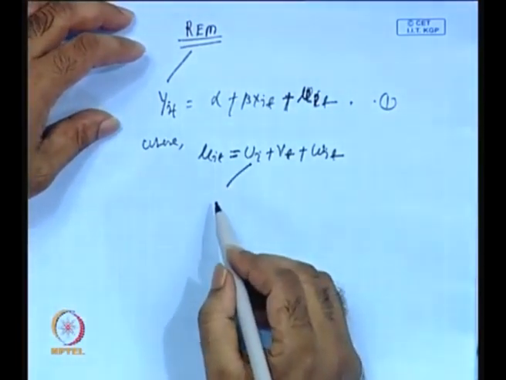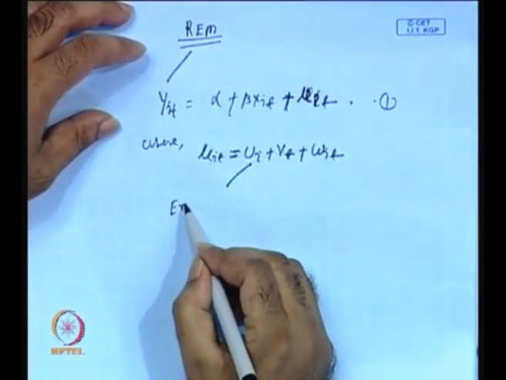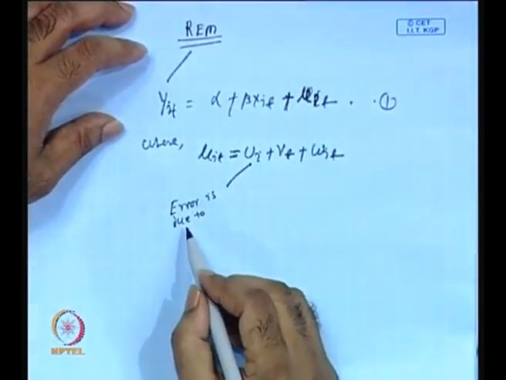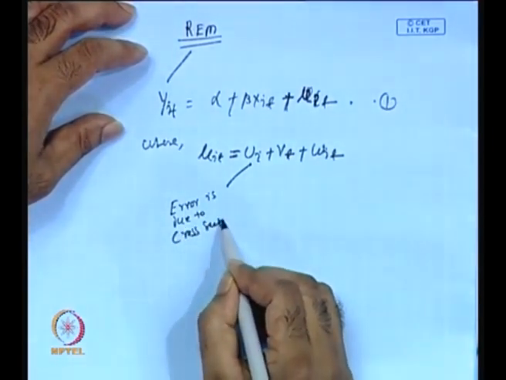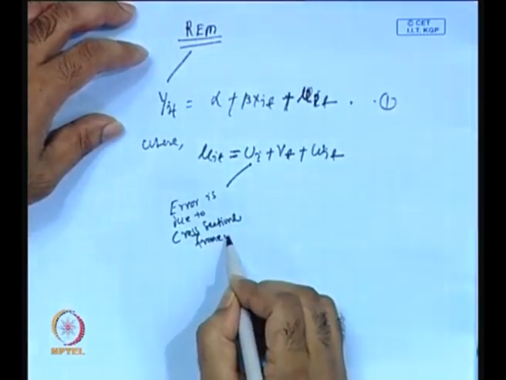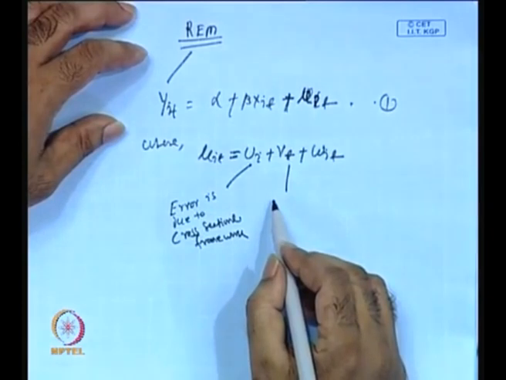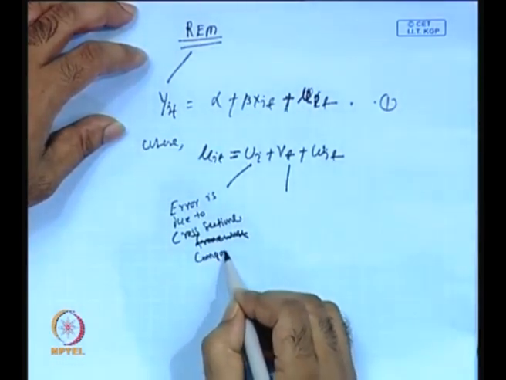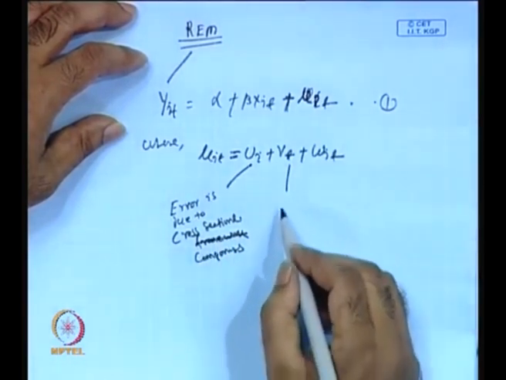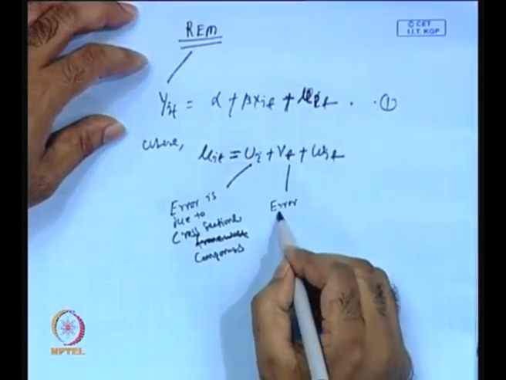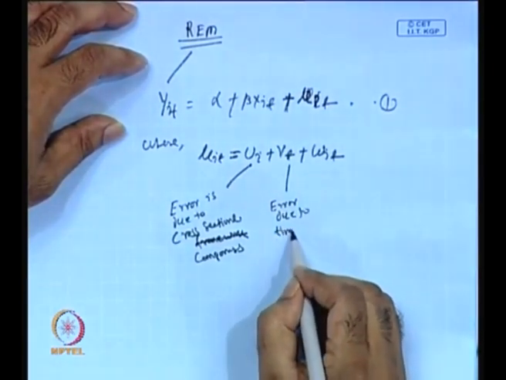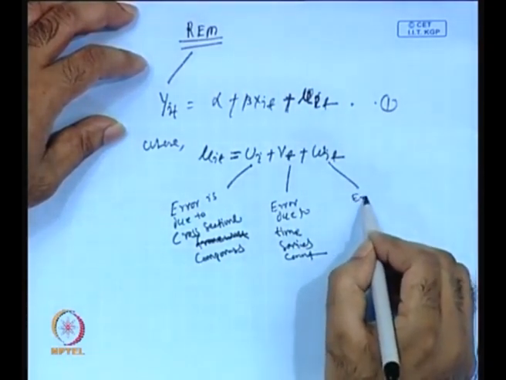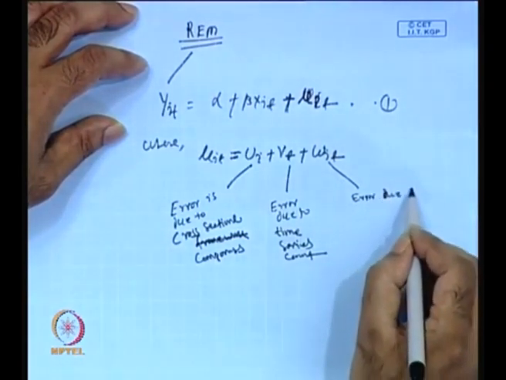This particular structure, u_i, is the error due to the cross sectional component, the individual cross sectional framework. This, v_t, is the error due to the time series component. It is better to say cross sectional components, not framework. And this, w_it, is the error due to both.